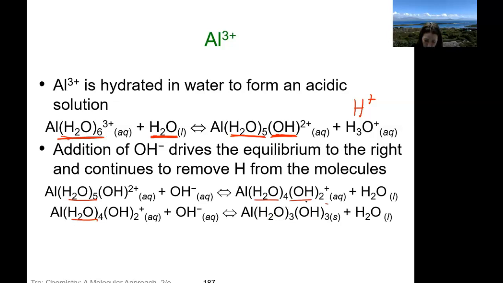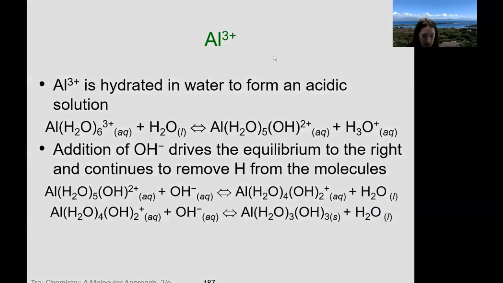I want you to look at this one right here. Take out the water here. You've got Al(OH)3, right? An insoluble product again. So aluminum is one of those that goes back and forth. So what does that look like?